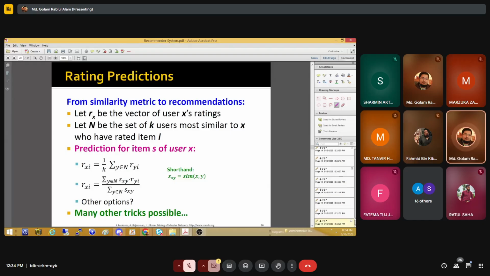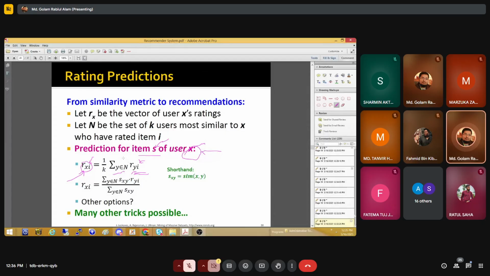Now, for recommendations, if we want to recommend, there is prediction of item I for user X. That is, we want to find out the prediction of item I for the user X, and for that case we have to predict the rating, that is, the rating of user X on the item I. In that case, we can see there is R of y i, the ratings of user y on I. So this is user X and this is user y, and y is a subset of N.